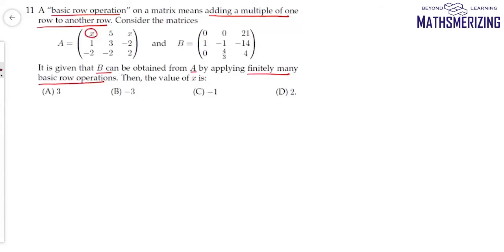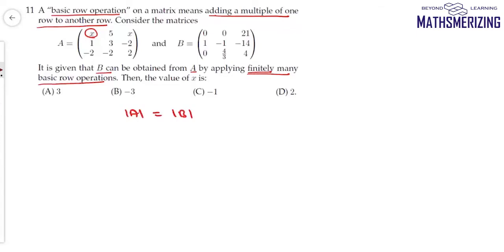Now here we are not talking about elementary row transformations. Here we are talking about just one transformation, that is adding a multiple of one row to another row. It is a very common property of determinants that if we add a multiple of one row to another row, then the value of the determinant does not change. Since we are applying this transformation finitely, we can simply say that determinant of A must be equal to determinant of B.